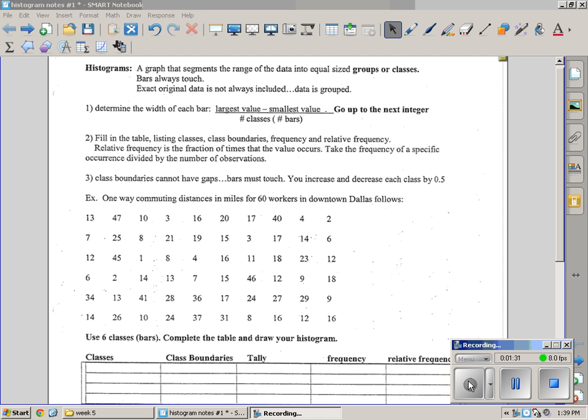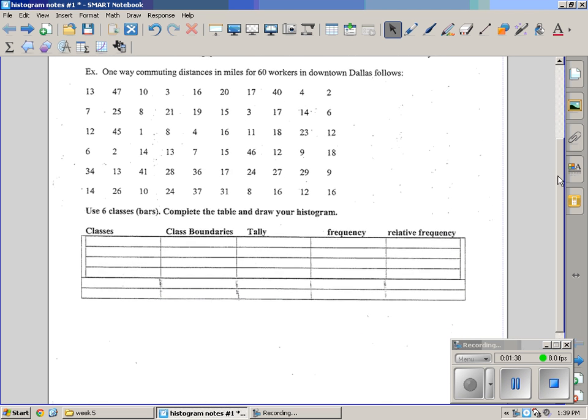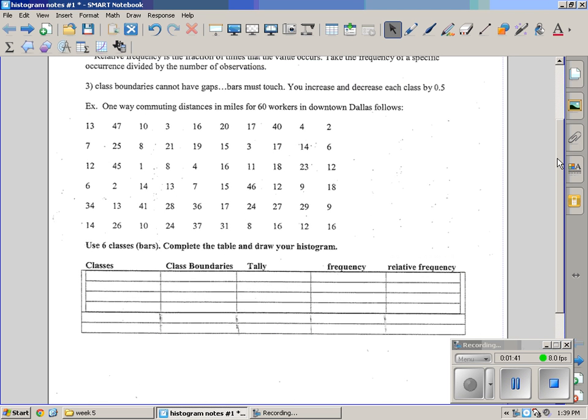Okay, so rather than reading all this to you, we're going to start on this problem, and we're going to be filling in this chart. That's going to take the longest part, filling in the chart. It says the one-way commuting distances in miles for 60 workers in downtown Dallas follows. The first thing we need to figure out is how wide each one of our bars is going to be, because they don't tell us how wide to make it. However, it does tell us we need to use 6 classes, or 6 bars.